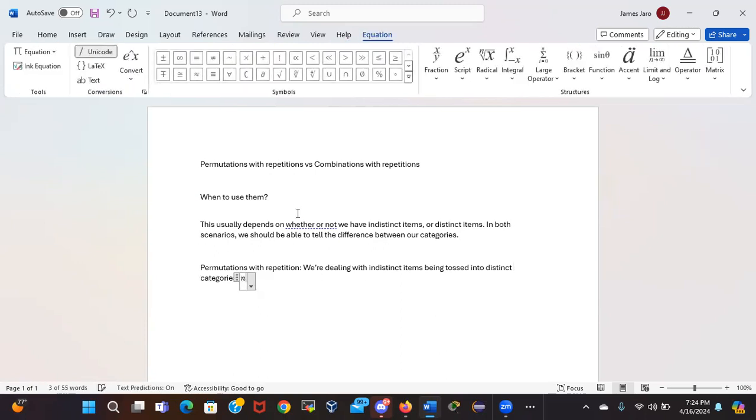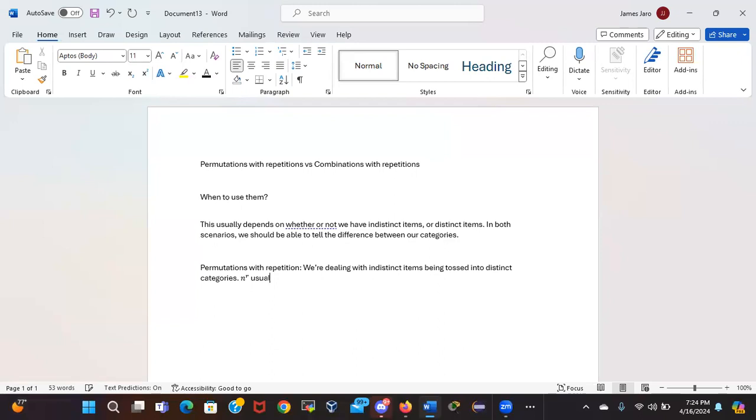This is given by n to the r usually, which is the number of ways we can perform such an operation. I believe n is the number of items, and r is the number of categories. I want to say it's that. Does that make sense? That makes sense.